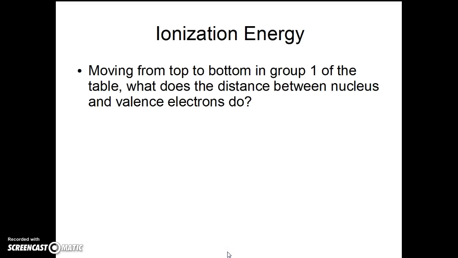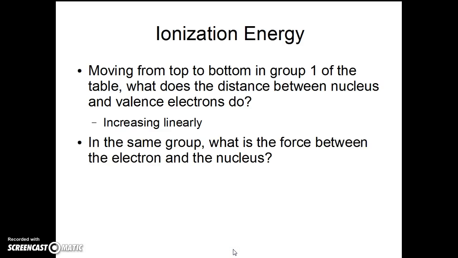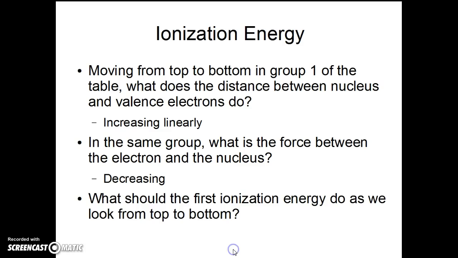Moving from top to bottom in group 1, the alkalis of the periodic table, what are we doing with the distance between the nucleus and the valence electrons? Well, as you can see, as you go from top to bottom, that will increase linearly. In the same group, what is the force between the electron in the outer shell and the nucleus? It decreases. Now, the decrease is not linear, as you can imagine, because of the Coulombic attraction versus distance. What should the first ionization energy do as we go from top to bottom? Again, it should decrease.